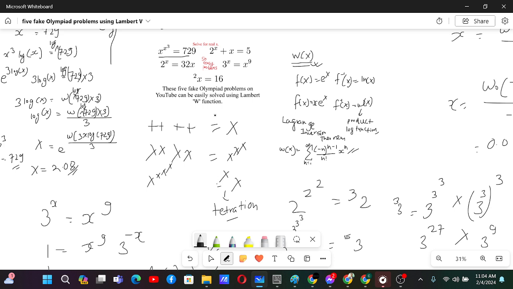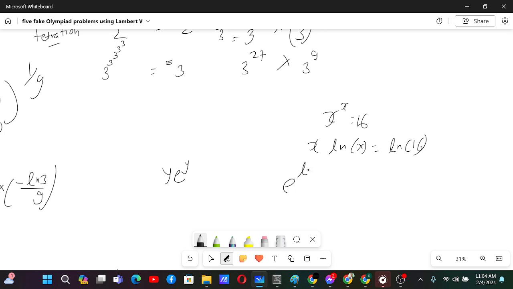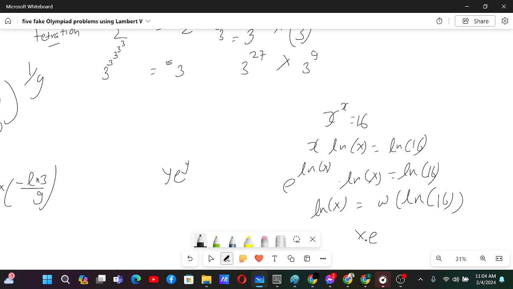Now since there's x tetrated 2, that will be x to the power x equals 16. After that, it's just about using the Lambert W function again. So we have x to the power x equals 16. If we take the log, we have x ln x equals ln 16. Then x is e to the power ln x, and this is also ln x. Now you can see that it's in the form of y e to the y. So ln x will be Lambert W of ln 16, and then x will be e to the power Lambert W of ln 16, and that is the answer.